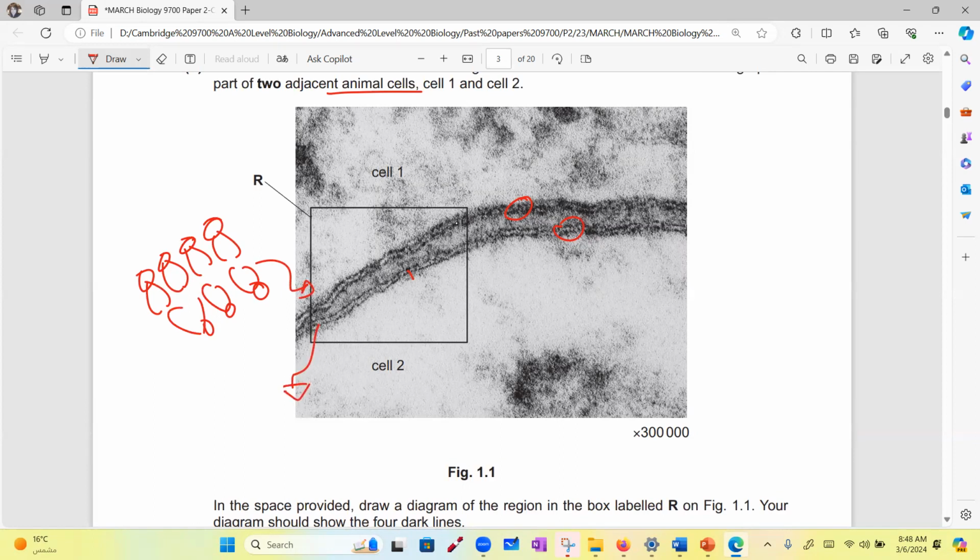You don't have a hard copy? You will do the same thing. And they said label. Didn't they say label? So you will label everything you can label.